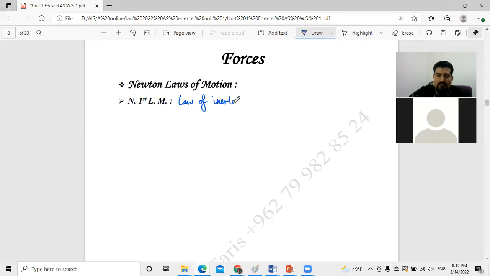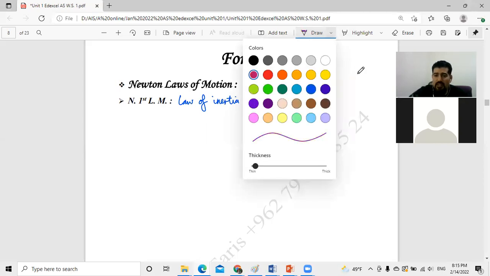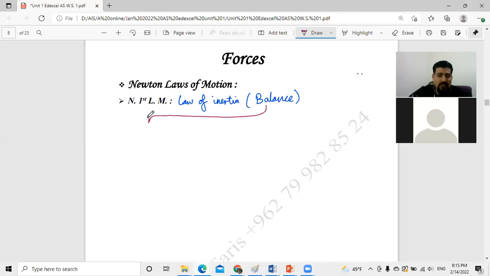The law of inertia talks about balanced objects, and we just finished talking about balanced objects. We said that a balanced object can be in two different situations. What are the balanced objects? Any object at rest, stationary, is a balanced object, or any object at a steady velocity, constant speed and constant direction.